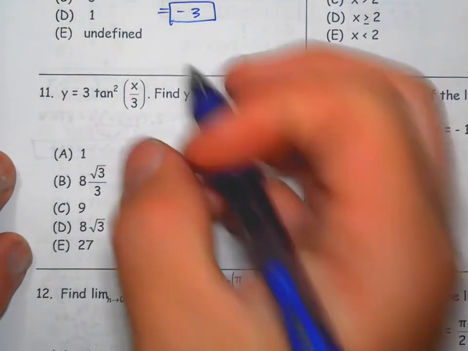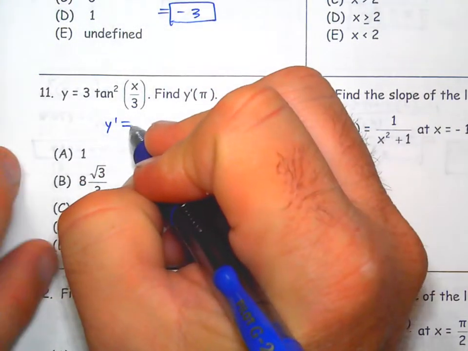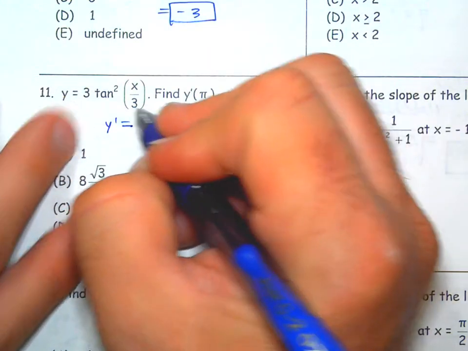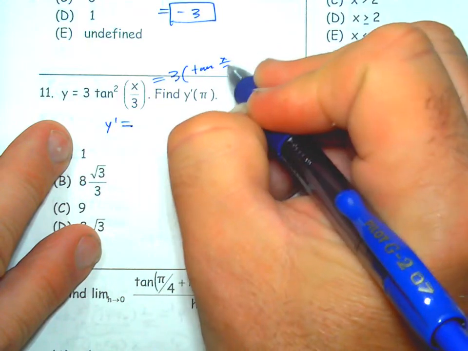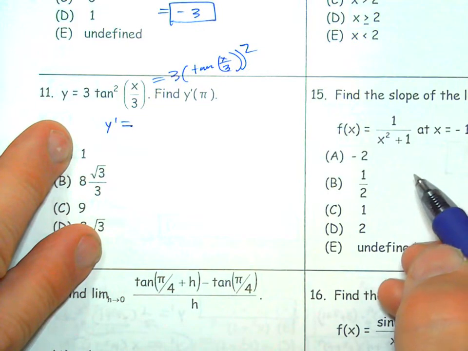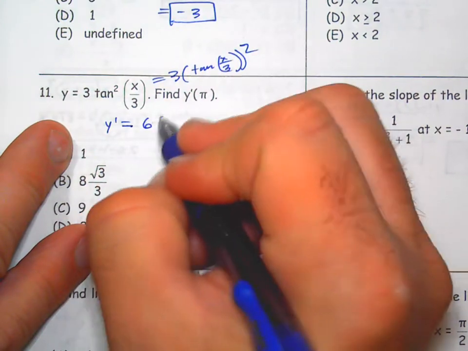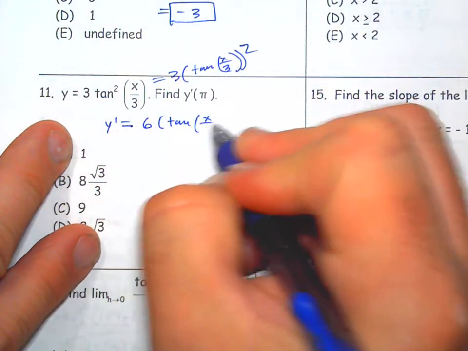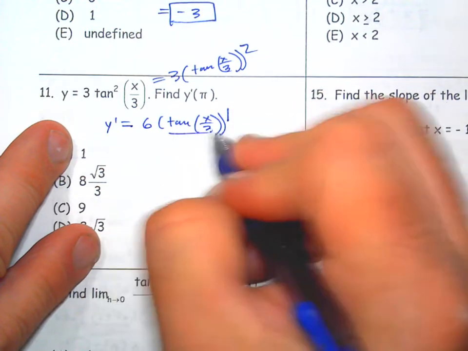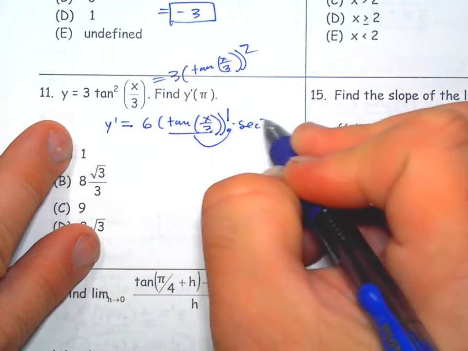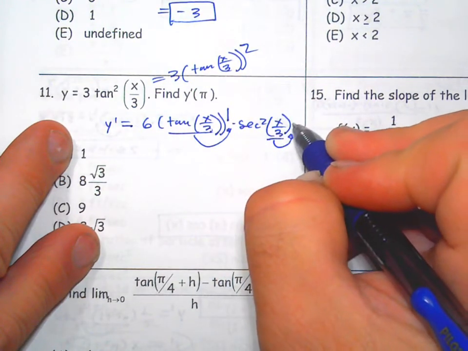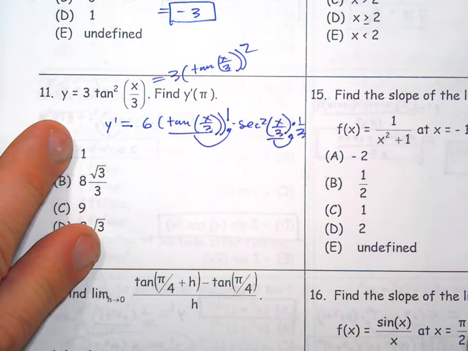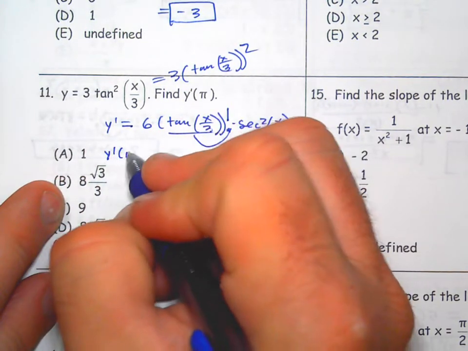Number 11. Trying to find the derivative at pi, so let's find y prime. So this is going to be, maybe we should rewrite this like that. Yeah. So it's going to be 6 tangent x over 3. So the first power times derivative of what's inside would be secant squared. And one last chain rule, derivative of x over 3 is 1/3. Okay, then we're going to plug pi into it.